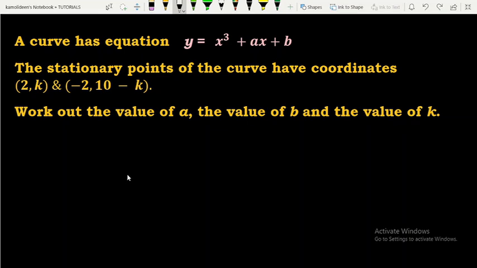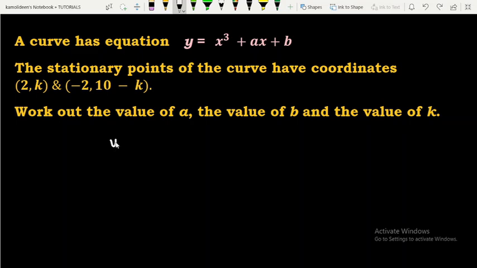A curve has equation y equals x cubed plus ax plus b. The stationary points of the curve have coordinates (2, k) and (-2, 10 minus k). Work out the value of a, the value of b, and the value of k.